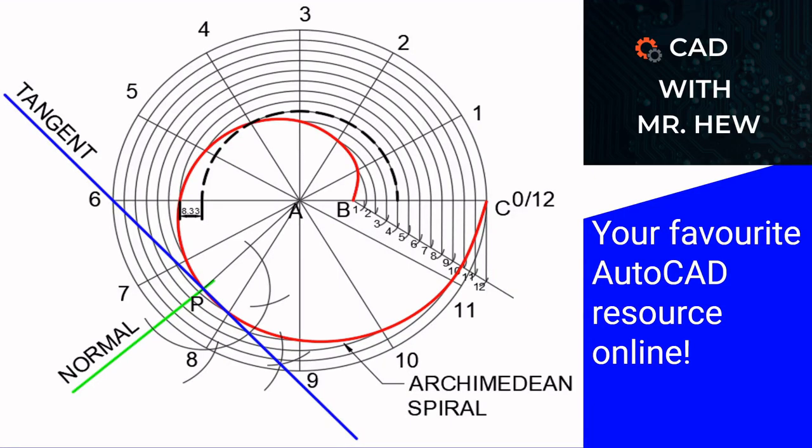In today's video, we'll be looking at the construction of the Archimedean spiral. Now, in the previous video, we looked at the construction of a hypocycloid.